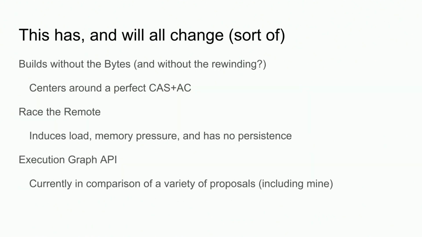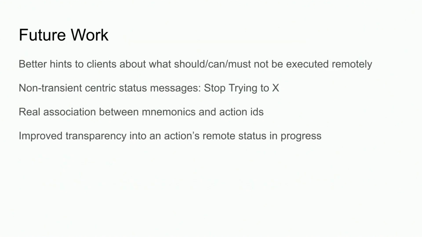And the whole world will change because we have builds without the bytes, and we have race the remote, and we have an execution graph API that might work, and that's it. There's lots of future work. I want a better hint from the remote system to the client to tell them not to perform an execution. Right now, we're doing this in very roundabout ways.